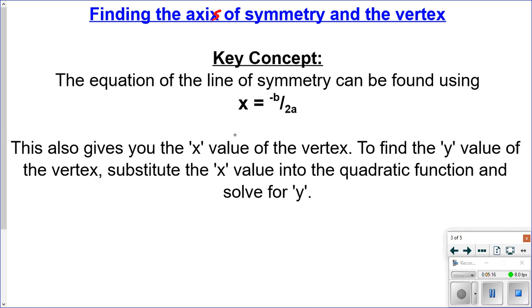So once we have that, how can we find the y value of the vertex? Well, you just simply substitute this x value into your quadratic function, solve it for y, and now you have the y value and you have the x value. And then we're going to use those to help us graph. And we're going to get to that. But first, let's go back to those previous three graphs we looked at. And let's use this formula to find the axis of symmetry.